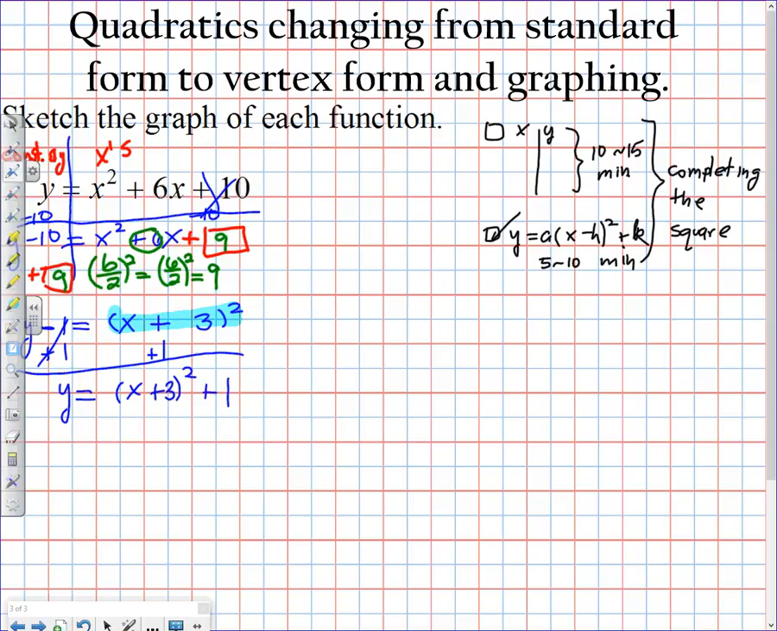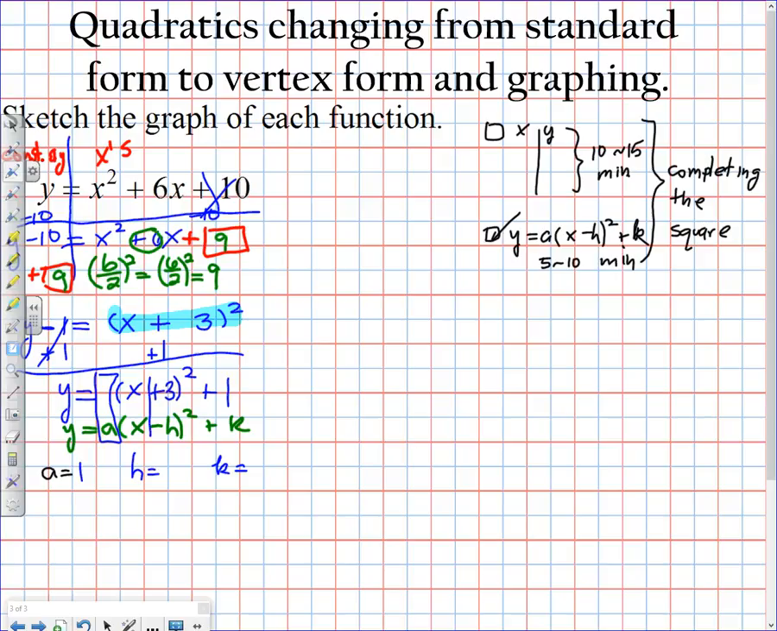Okay, so now right underneath, I'm going to write y is equal, the vertex form is a times (x minus h) quantity squared plus k. Now what I need to do is find the a value, the h value, and the k value. Well, this is your a. There's nothing here, but there's actually a 1 in here, so my a is 1.